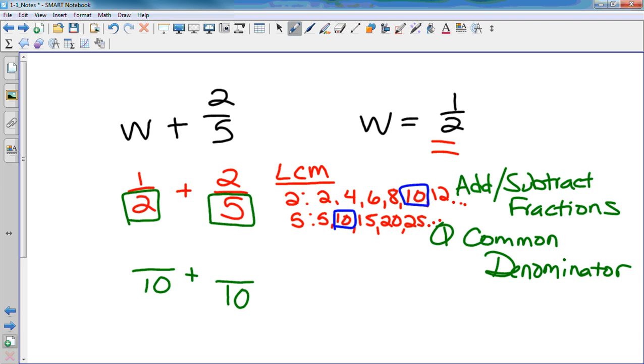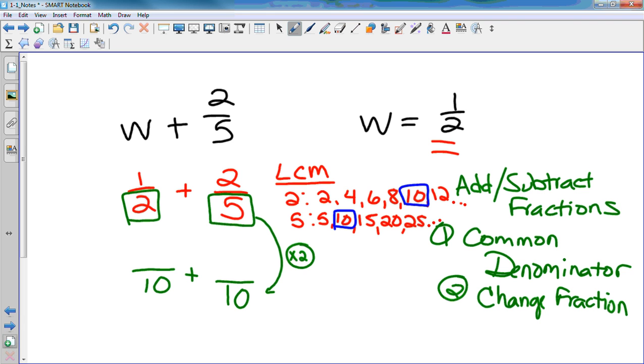Once you find a common denominator, step 2, okay, is change the fraction. So what do I mean by that? Well, I always drew an arrow and said, okay, how do I get from 5 to 10? What did you multiply by? 2. Multiply by 2. And I put a little times 2 and I circle it, so I remember, okay, to get from 5 to 10, I had to multiply by 2. So I have to do the same thing to this top number.